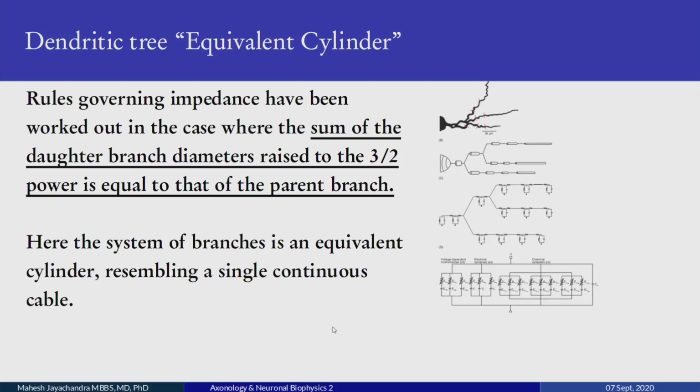So you have to get this concept of the equivalent cylinder. Again, all this stems from the work of Wilfrid Rall and Segev more recently. Rules governing impedance have been worked out in a particular case where the sum of the daughter branches raised to the 3/2, the 1.5 power, is equal to that of the parent branch. So here the system of branches is an equivalent cylinder resembling a single continuous cable. This is the actual cell. You're making it into compartments, and you're assigning various C and R terms to each compartment. And finally, you get an equivalent cylinder resembling a single continuous cable.